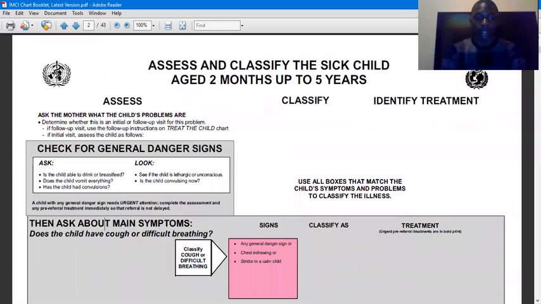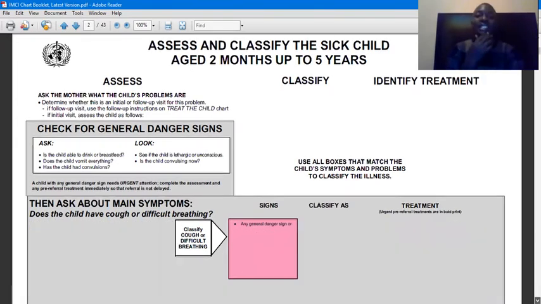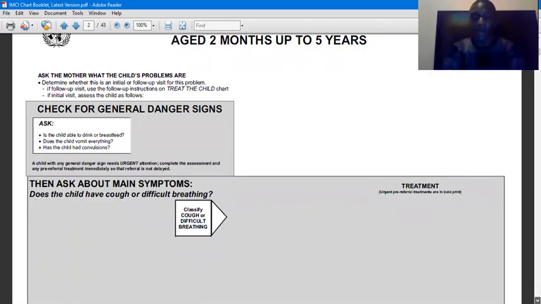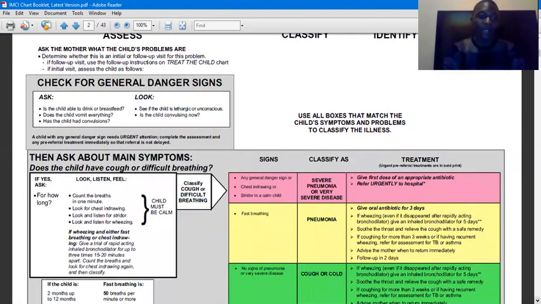Okay, so when a child presents with cough or difficulties in breathing, you need to look, listen, as well as feel. First of all, you count the breaths in 1 minute, to notice whether it's within the normal range or not. Then you need to look for chest indrawing. You also need to rule out stridor or if there is wheezing.